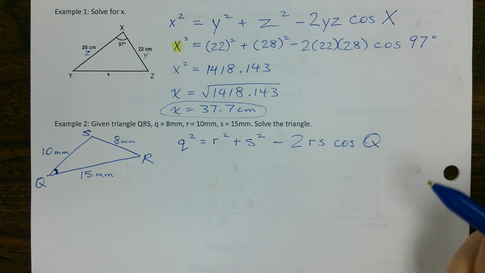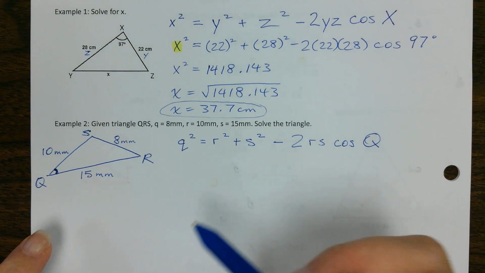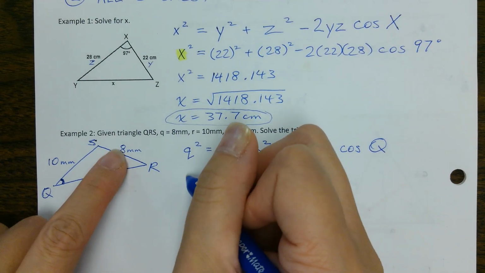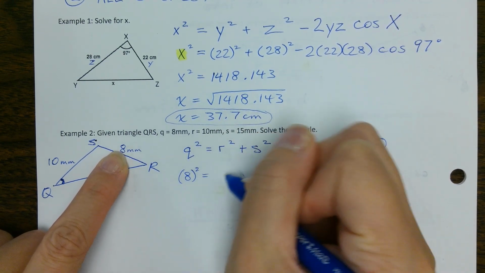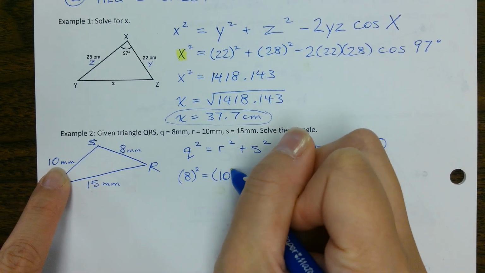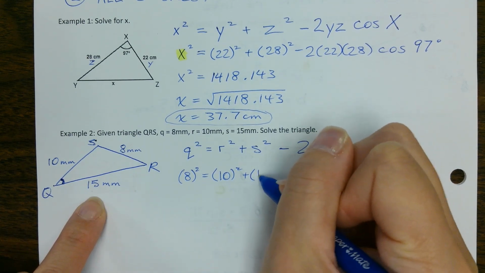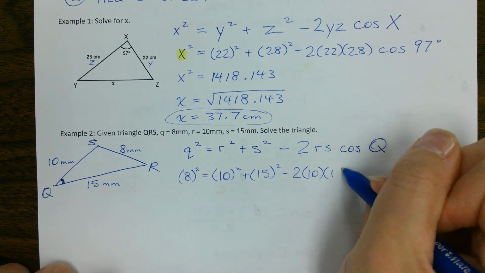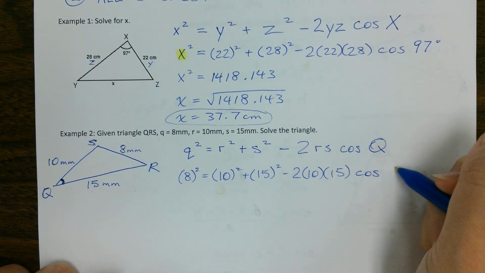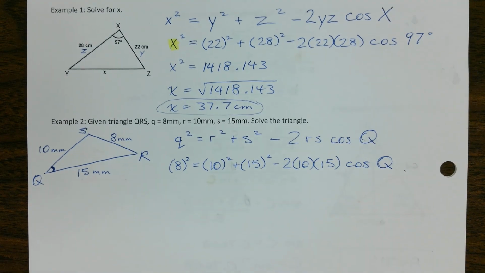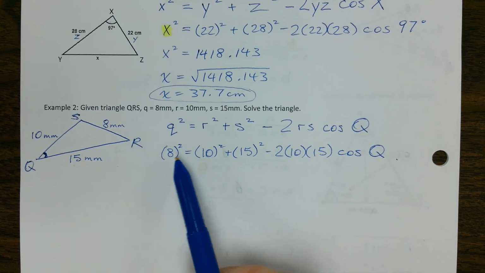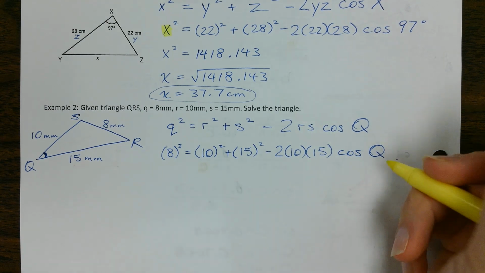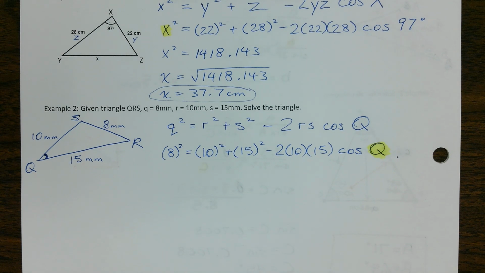And then again, once you have this set up, it's just a matter of subbing in the letters. So Q is 8, R is 10, S is 15, and then 10, 15, cosine. Do I know the angle? No. All right. By this step, only one unknown, which is angle Q.